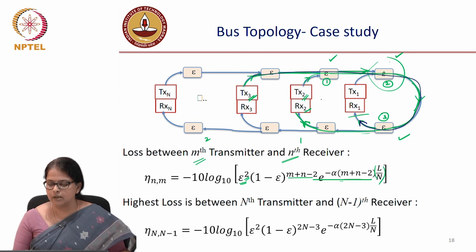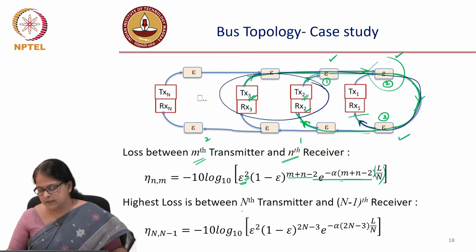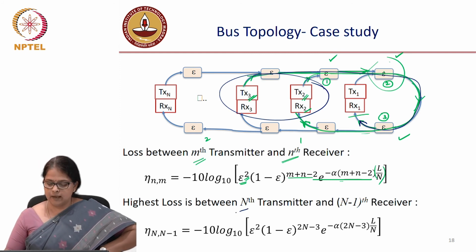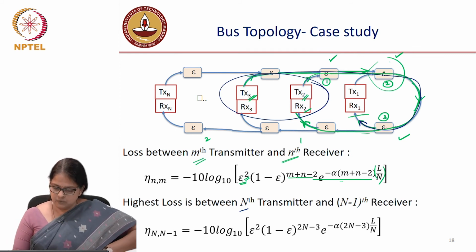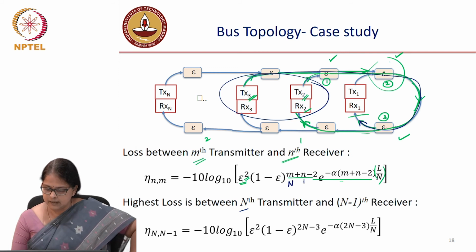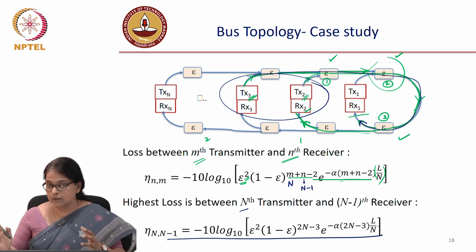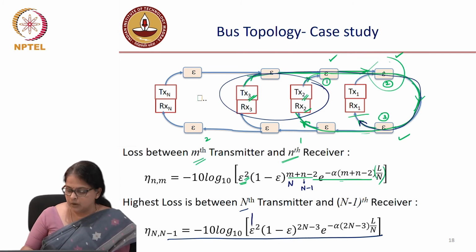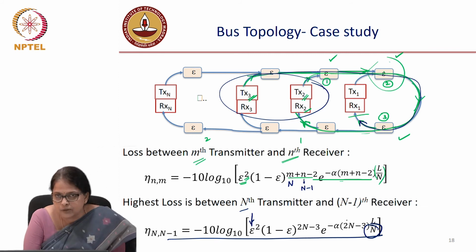So the largest loss is between two neighboring nodes, and it happens when the transmission happens between n and n minus 1, which means m is equal to capital N and n is equal to capital N minus 1. When you put m equal to capital N and n equal to capital N minus 1, you will get the largest loss that you need to power budget for. And that largest loss is an expression now depending on my coupling ratio and my number of nodes.